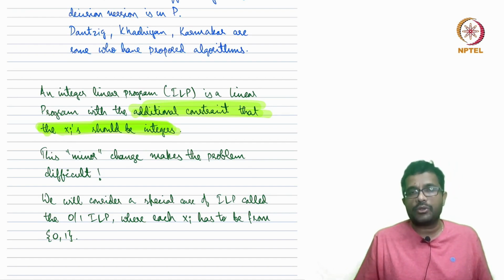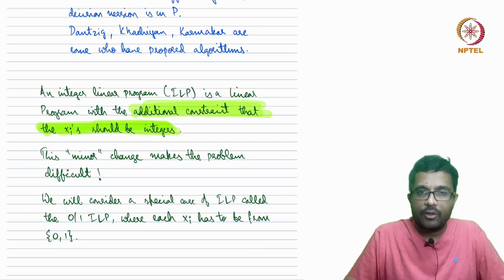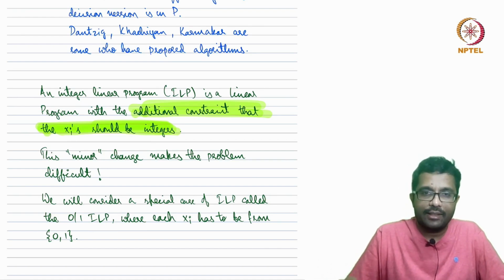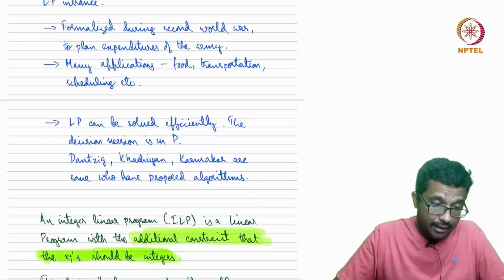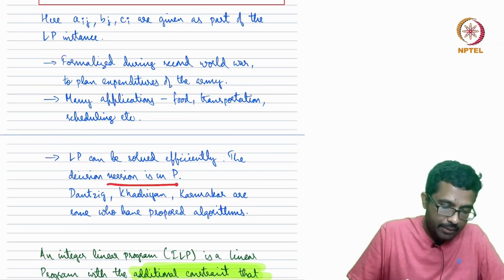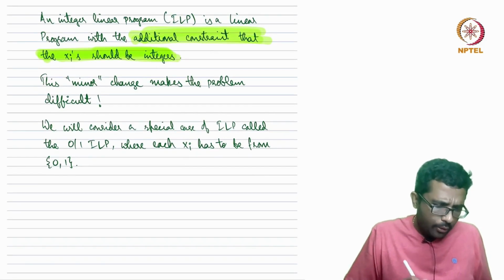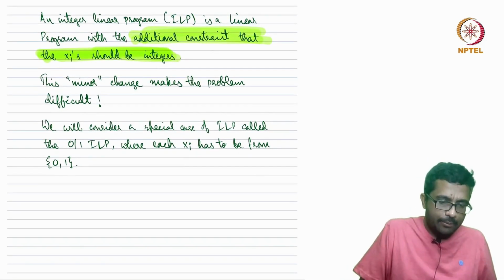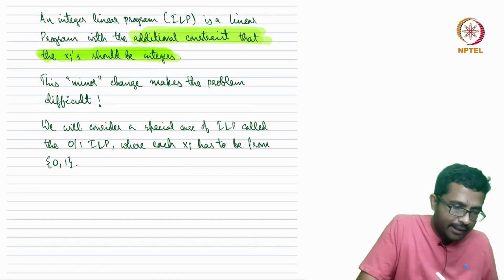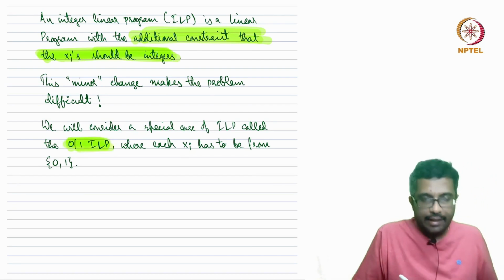NP complete, right? NP complete means we generally believe it's not possible to solve it efficiently, whereas without the integer constraint the problem was in P, right? In fact, what we will see is a special case of integer linear program called 0-1 ILP. Here what I am saying is that the xi should be integers.